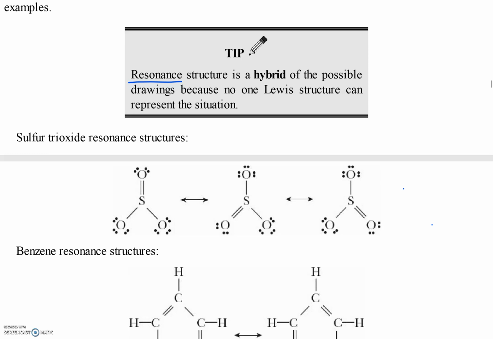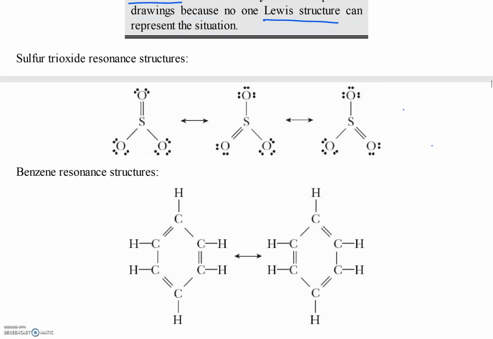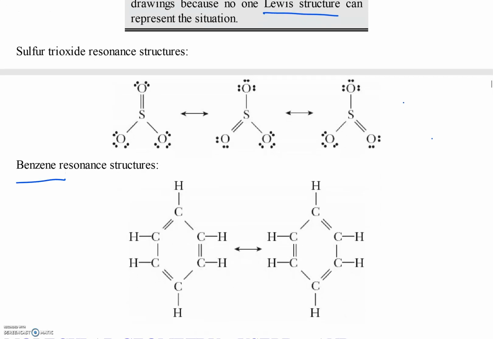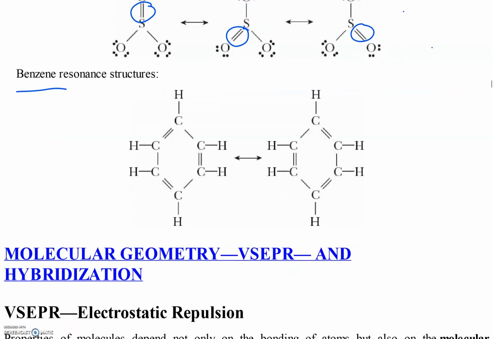Resonance structures are the possible Lewis structures that can represent a molecule. The most famous one is benzene. So in sulfur trioxide first, it is just the moving of the double bond. Okay, so all these Lewis structures are the same except the placement of the double bond, and they are all possible, so we call them resonance structures.